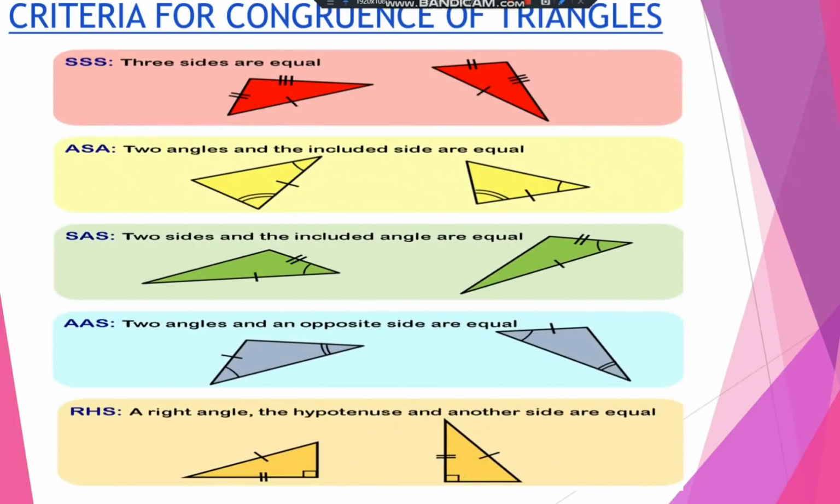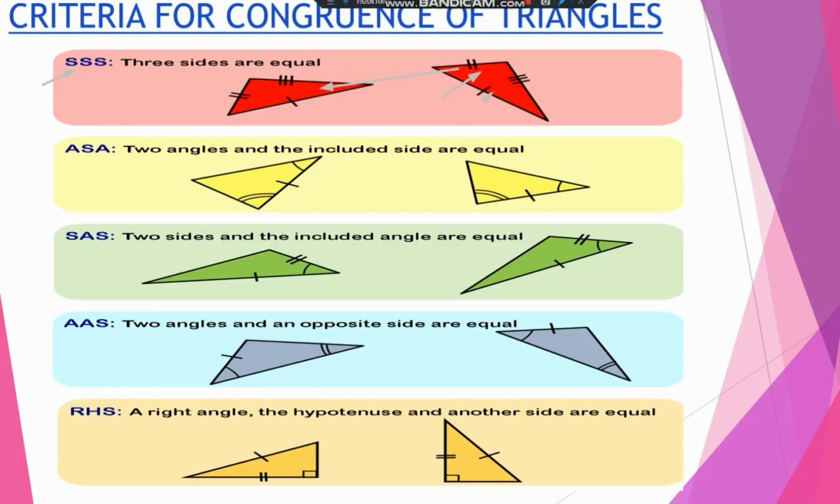So let's recall now the criteria for congruence of triangles once again. I had shown you this picture, and after watching the video I hope it is more clear to you now. The first condition is the SSS, the three sides are equal. So as shown in the video, we can superimpose this triangle on this triangle.